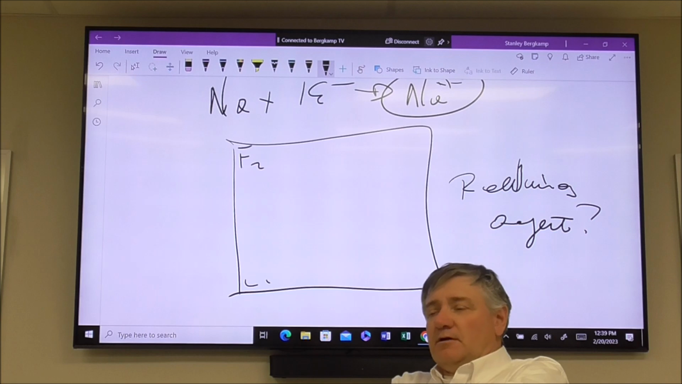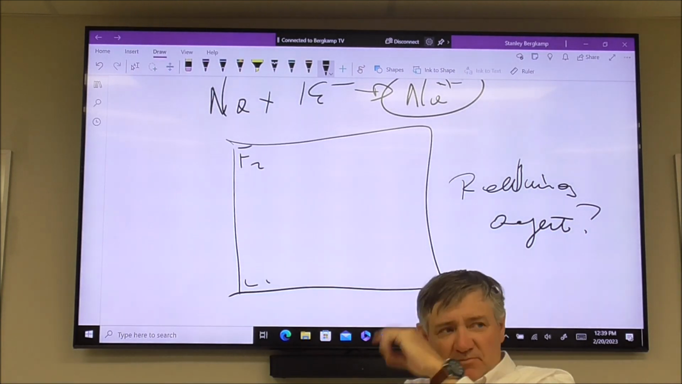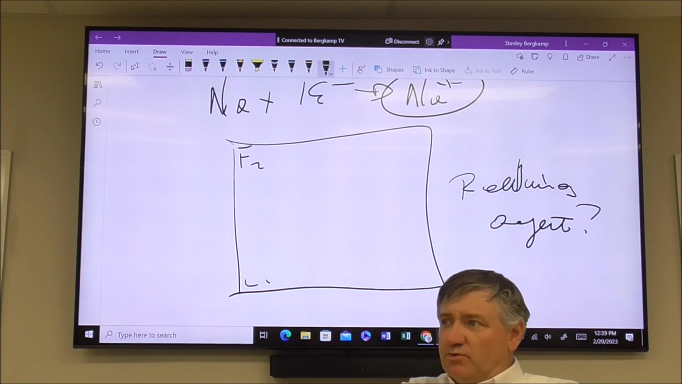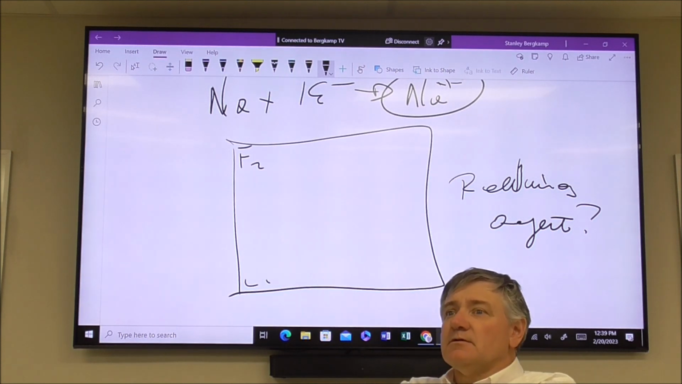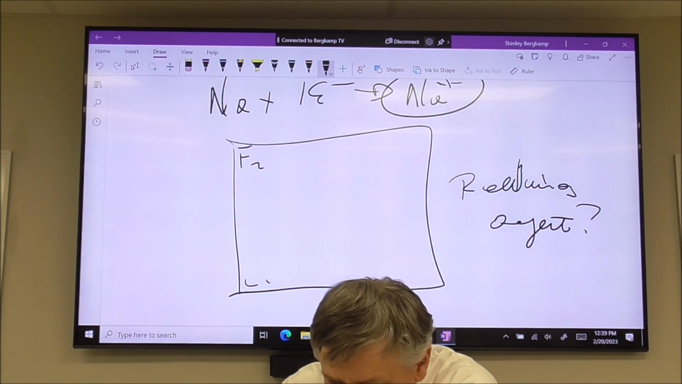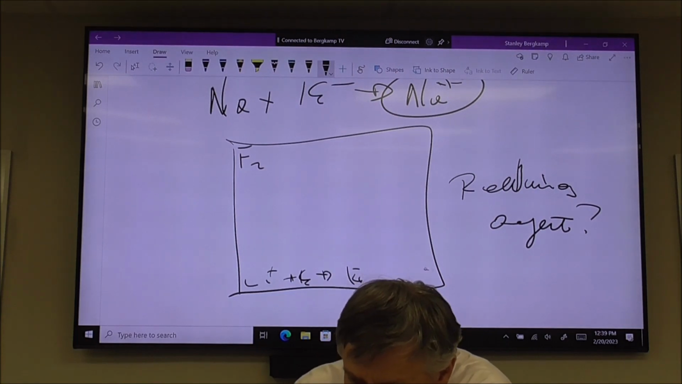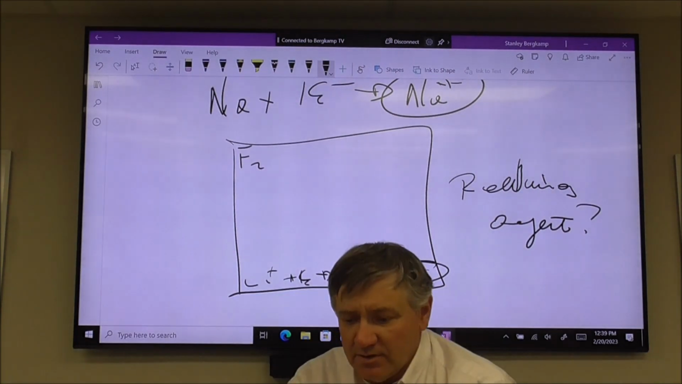Bottom right. Why? Because it wants to go the other way and lose electrons. A good reducing agent will do what? Oxidize, give up its electrons. So you want to look over here, because this is a lithium ion gaining an electron, turning into lithium. This is this big negative value.